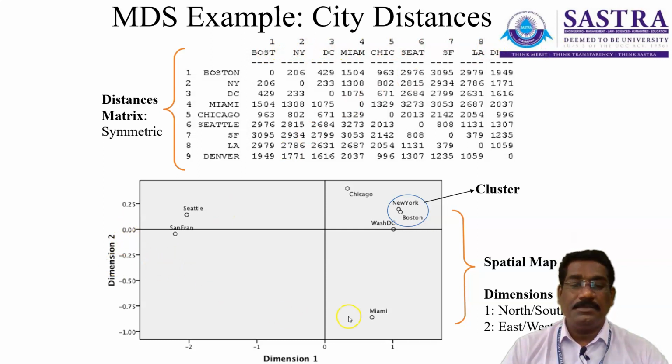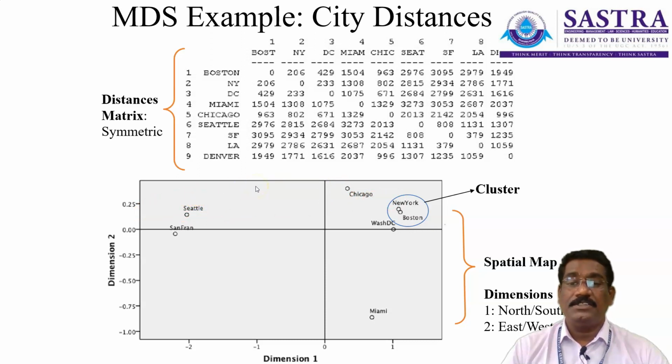And there are two dimensions we observe here. One is north-south, and the other dimension is east-west. Based on that, we try to cluster New York and Boston. You can see here, because of the similarities, New York and Boston are clustered, and Seattle and San Francisco have been kept away because there is a lot of dissimilarity in space and distance.